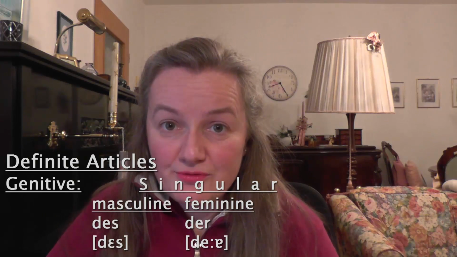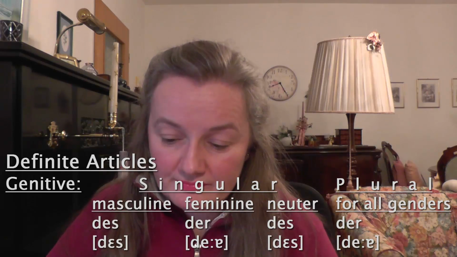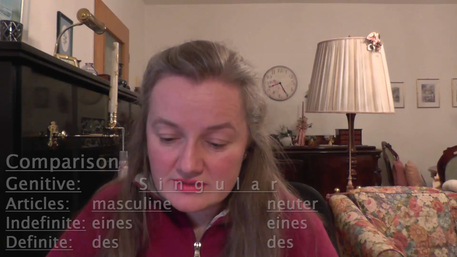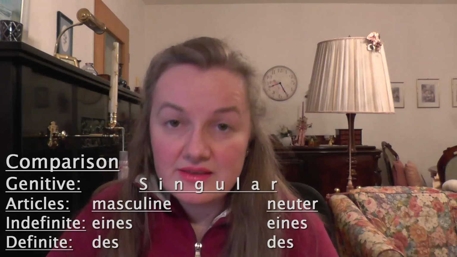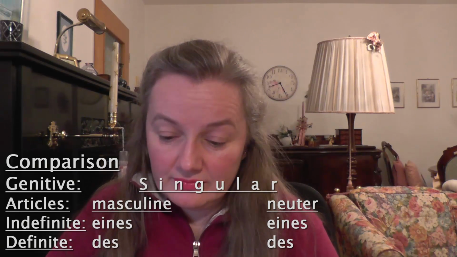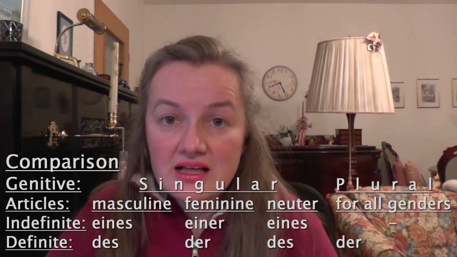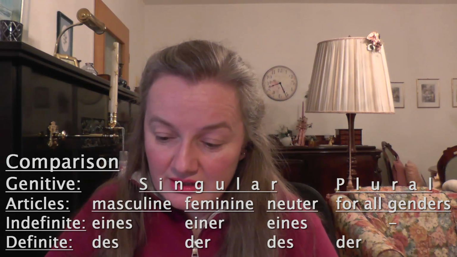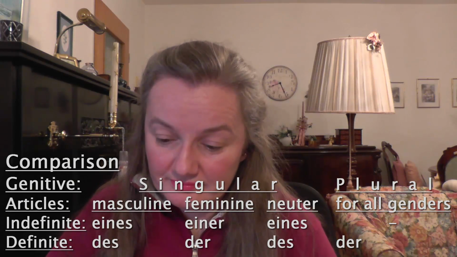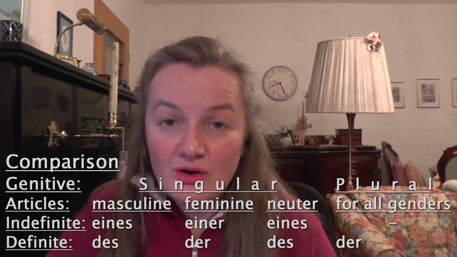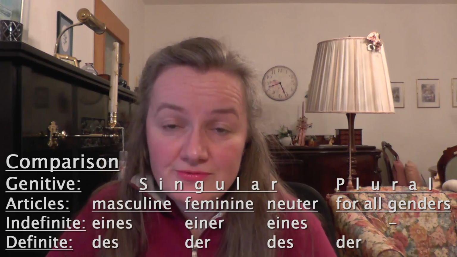And it makes sense to compare the forms of the indefinite article to the forms of the definite article. Now let's have a look at the forms of the definite article. We have des as the masculine form, der as the feminine form, and des again as the neuter form. Now, if we compare these forms, eines and des, as the masculine forms and also neuter forms, then you see that both end in es. And if we compare einer and der as the feminine forms, then you can see that both end in er. So maybe this helps you to remember the forms of the indefinite article if you know the forms of the definite article.